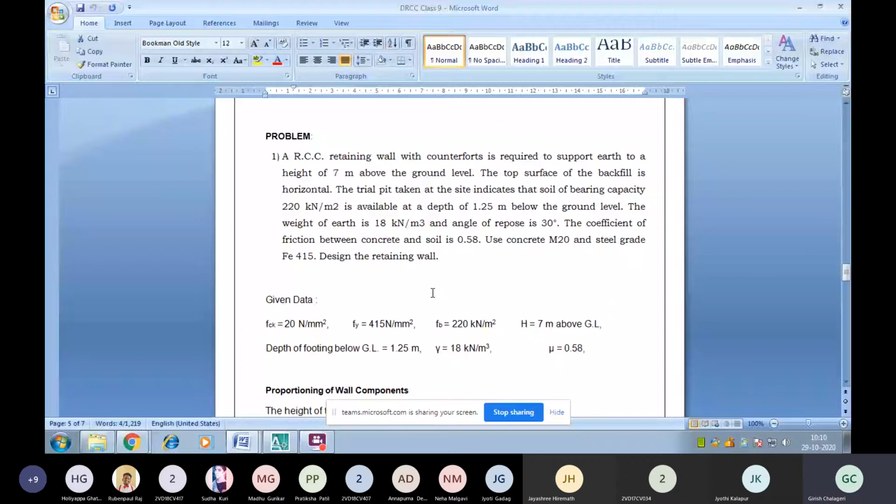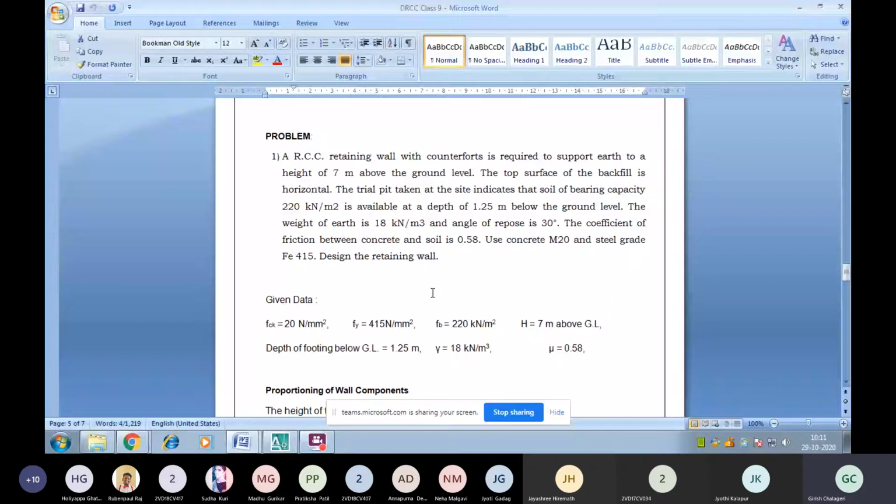The angle of repose is given as 30 degrees, that is the friction between the soil properties. That will be 30 degrees, which will be used to find the active earth pressure Ka. Then the coefficient of friction between the soil and the concrete is 0.58. The friction will be the mu value, 0.58. Then we are going to use M20 grade concrete and Fe415 steel. We need to design the retaining wall.